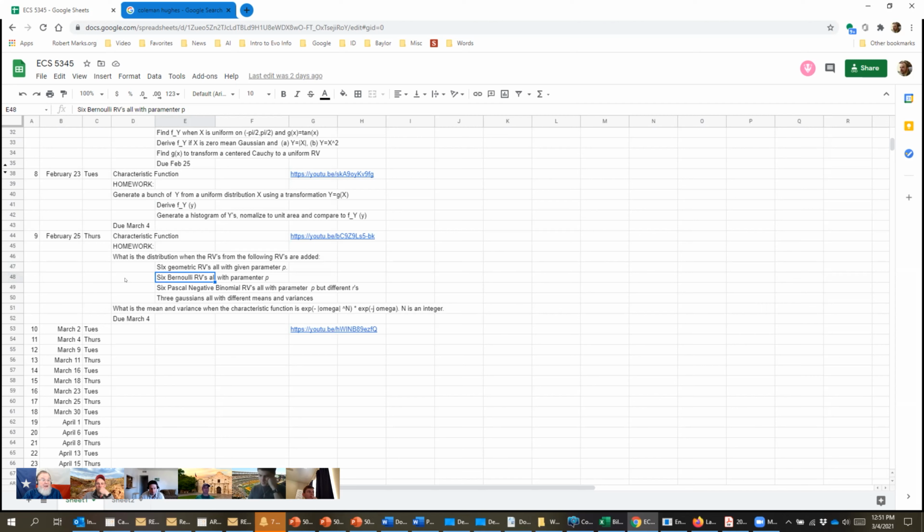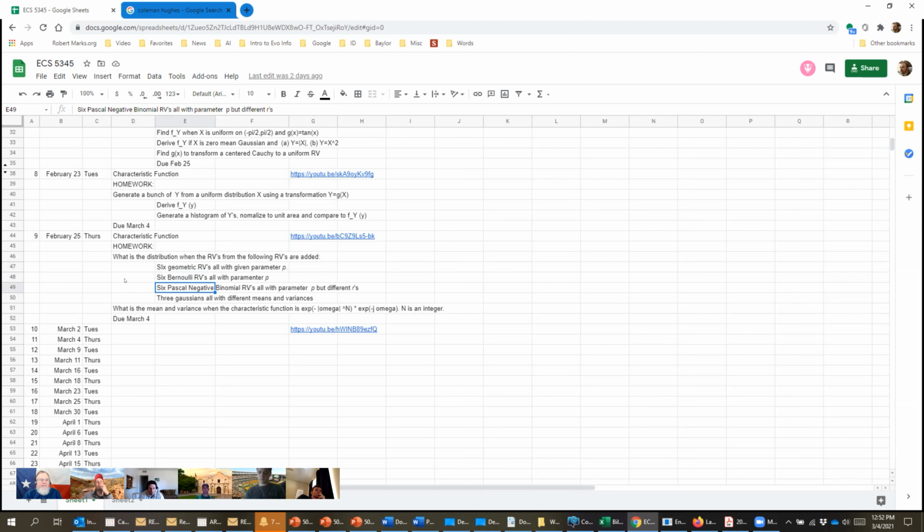Binomial. And in fact, that's the definition of binomial, right? The number of successes that you get, well, in this case, in 6 Bernoulli trials, you get a binomial random variable. And what's interesting is that the characteristic function verifies that indeed this is the case.